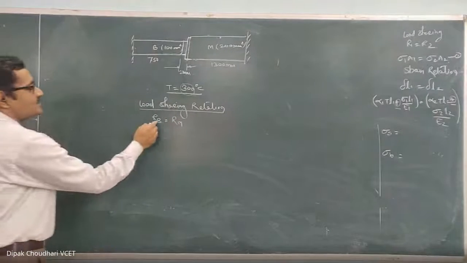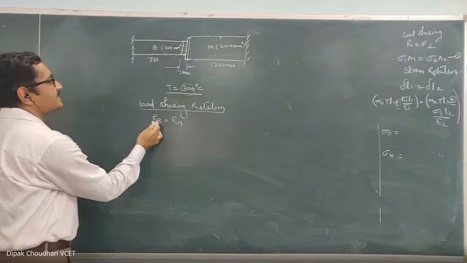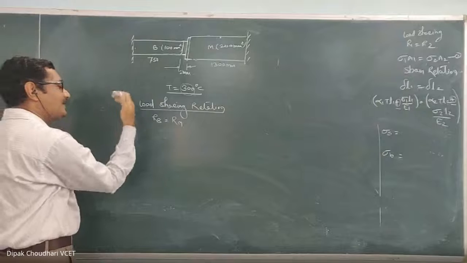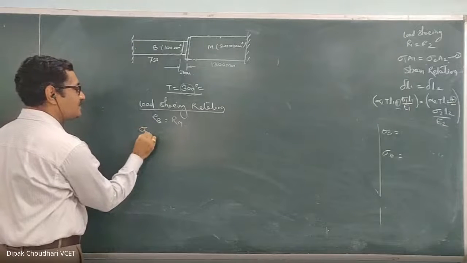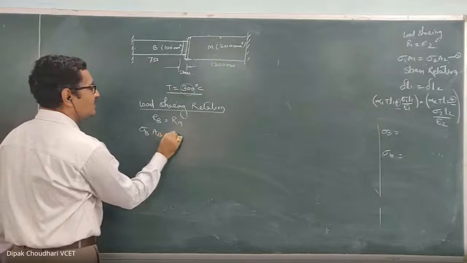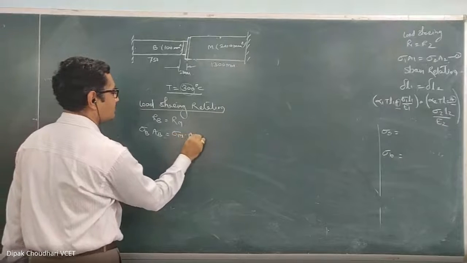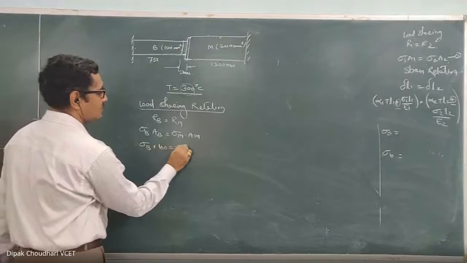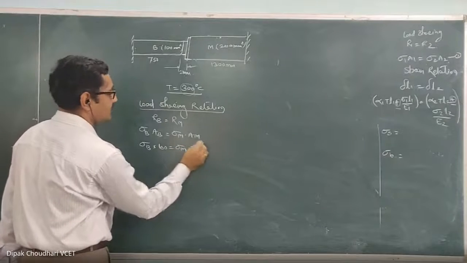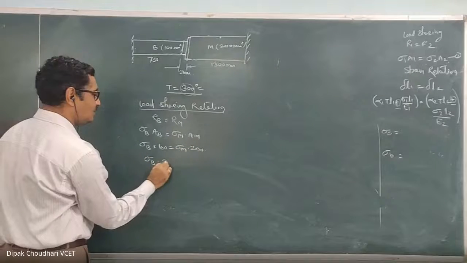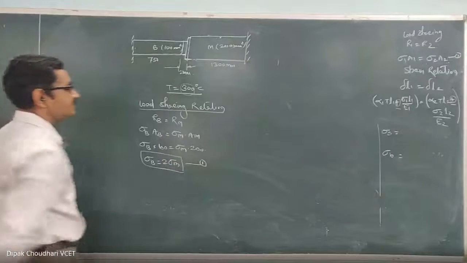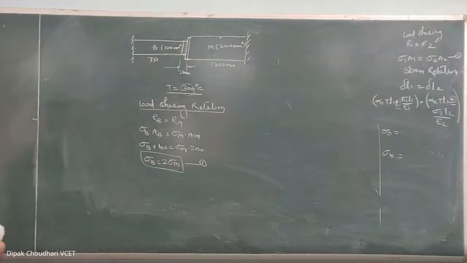Okay. Now, how much is the reactive force in brass? That can be written in terms of stress, because the stress induced in the brass is because of this reactive force only. So it is sigma B into AB equal to sigma M into AM. So it is sigma B into 100, which is equal to sigma M into 200. So sigma B equal to 2 times sigma M, equation number 1. This is the relation between their stresses.